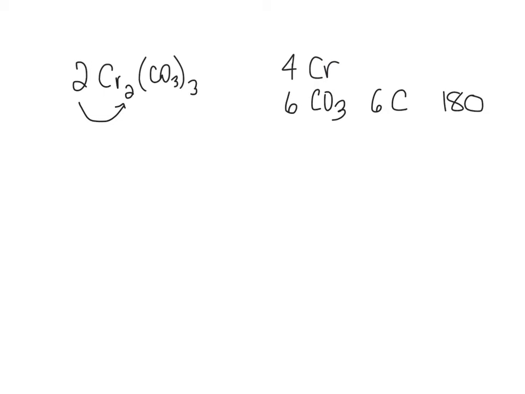You could do the 6 carbonates and then break that down. If your carbonate decomposes during your reaction, you don't have carbonate on the right, or you've got 2 times 3 times 1, so 2 times 3 times 1 is 6, so 6 carbons. We've got 3 times 3 oxygens, that's 9, times the 2 is 18 oxygens. So you figure out which one works best for you.